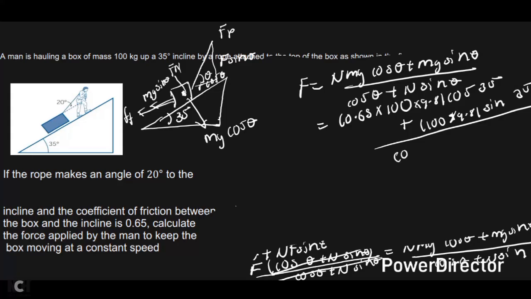What do we have? We have cos 70 plus cos 20, no, sorry, so let's say 70 cos 20 plus μ, which we had as 0.65, then sin 20. Then after you find everything, you calculate the answer to be 937 newtons.